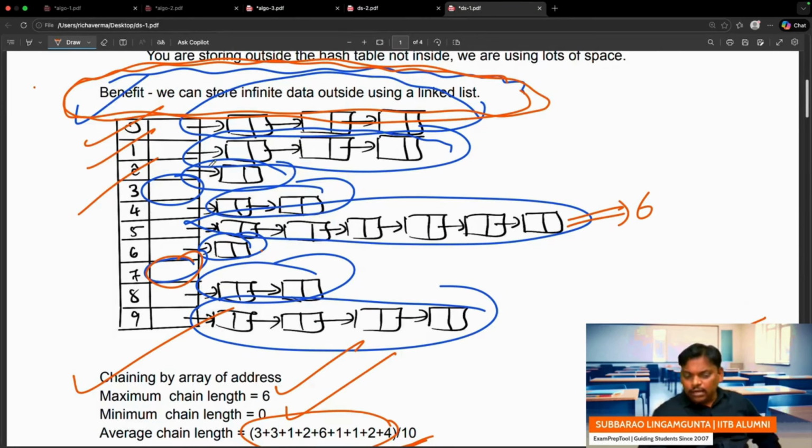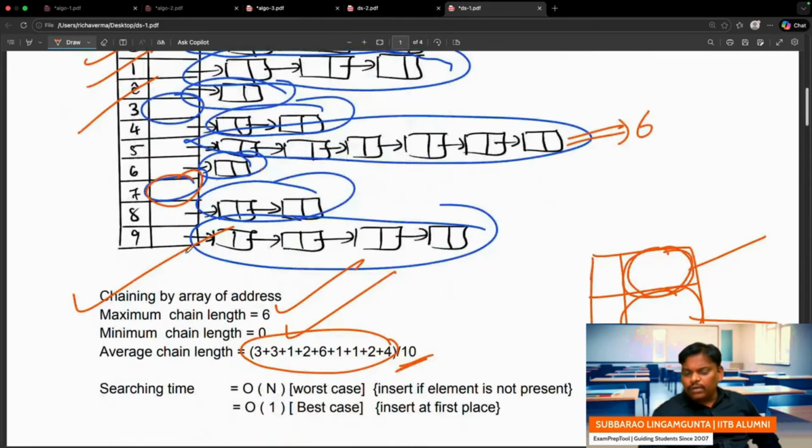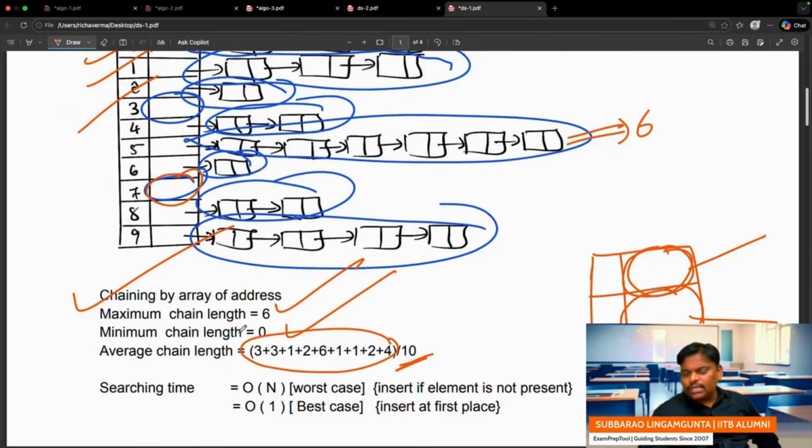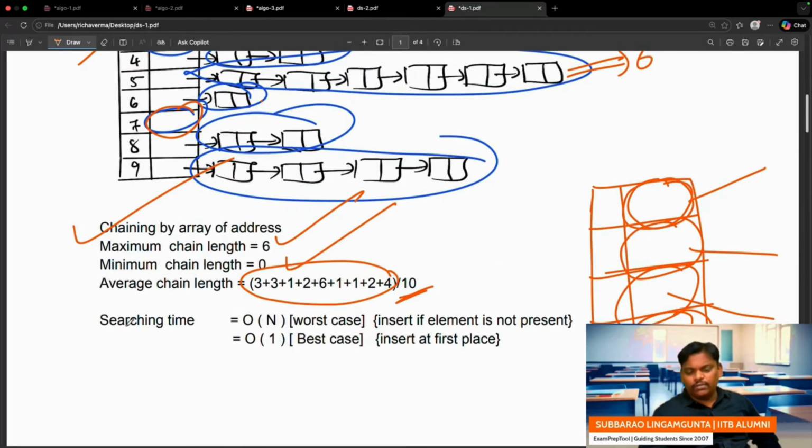So if you start from 0, the 0th one is 4, first one is 3, second one is 1, third one is 0, fourth one is 2. Add all of them, divide by how many slots are there? 10. Then you will get the average. Please be careful.